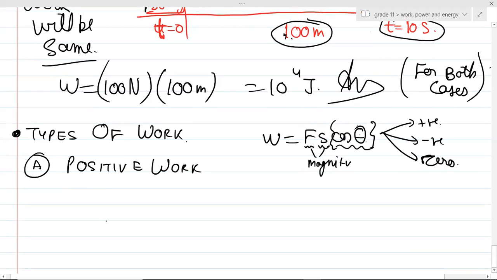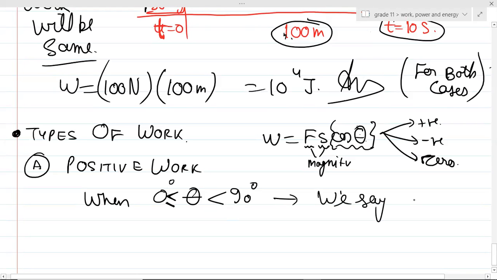When do we say the work done is positive? When theta lies between 90 degree and 0 degree. 90 degree not included. Yes, sir. When theta lies between these, we say the work done by the forces is positive.